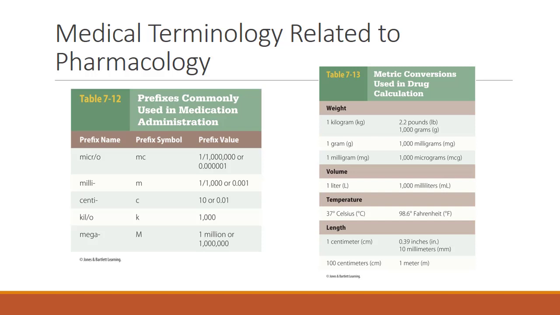And then we have the 1 gram, which is 1,000 milligrams. And then we have 1 milligram, which is 1,000 micrograms, or 1,000th of a gram. Looking at volume, the liter is the unit of measure. It is equal to 1,000 milliliters. And notice how milliliter is written. You have the small m and the large L indicating the liter.